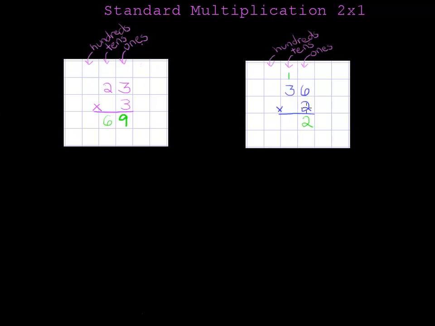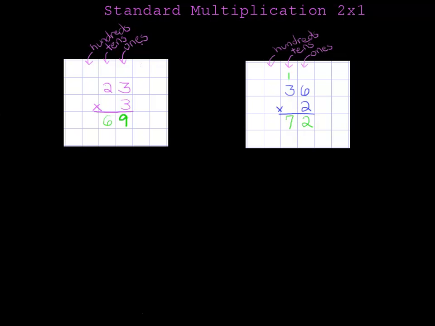Now when I multiply the number in the tens column, I'll do 2 times 3 is 6, but I can't forget this 1 that I've carried. I have to add it on. So 6 plus 1 is 7, and I'm done multiplying, so my answer is 72.